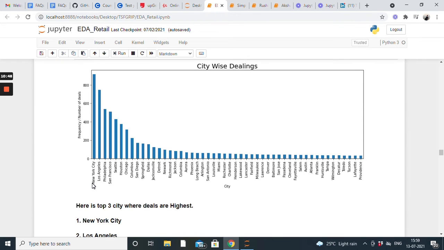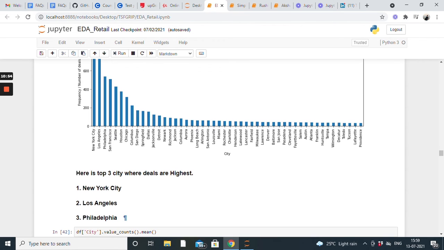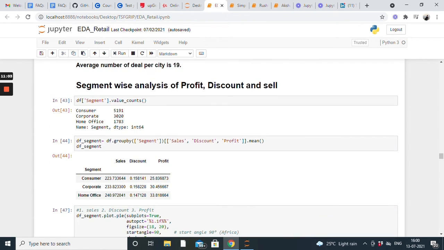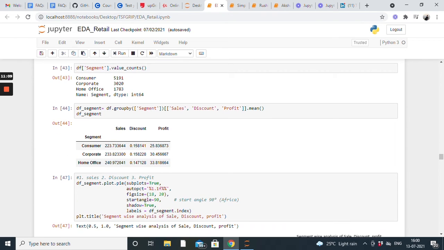So we can see the top three cities are New York City, Los Angeles, and Philadelphia. The average number of deals per city is 19. Now let's go with the segment wise analysis for profit, discount and sales. By default we group by segment, take sales, discount and profit, and go with the mean value.